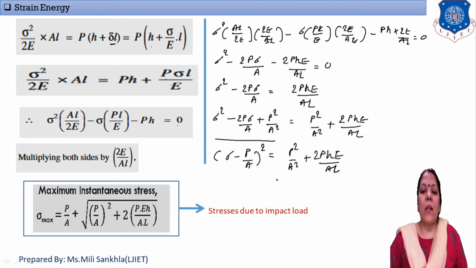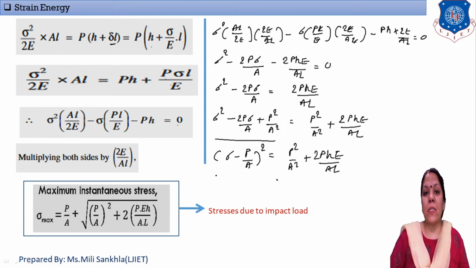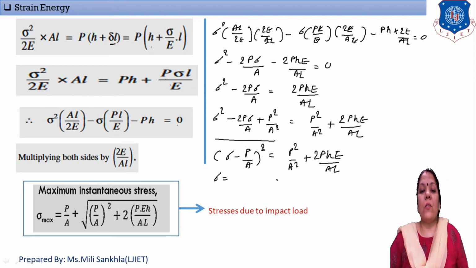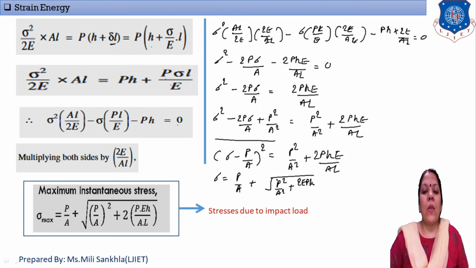Now if I make sigma the subject, then sigma is equal to, this square goes to the opposite side and is converted into under root, and this minus P by A is positive. So sigma equals P by A plus under root of P square divided by A square plus 2EPh by AL. Clear? Here I simplify this term.